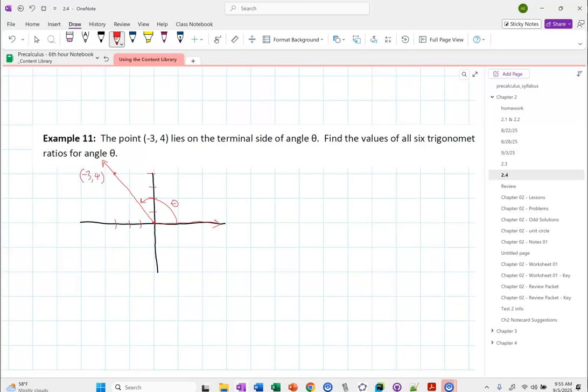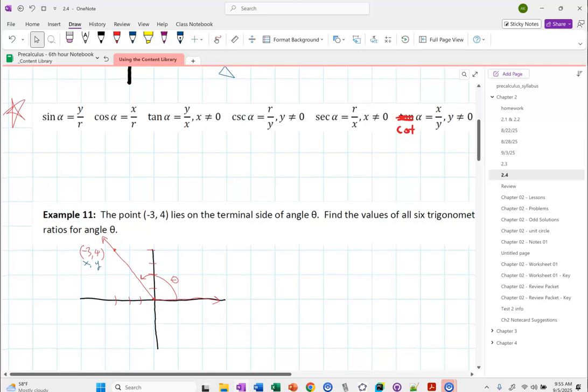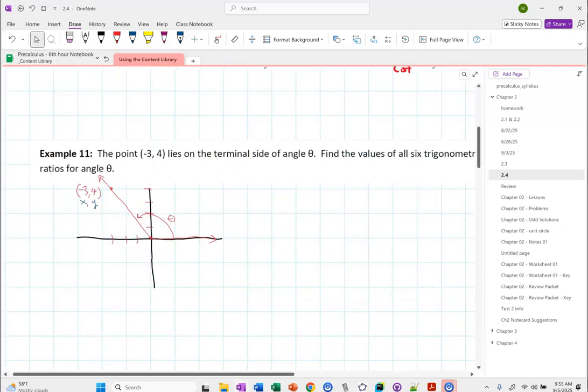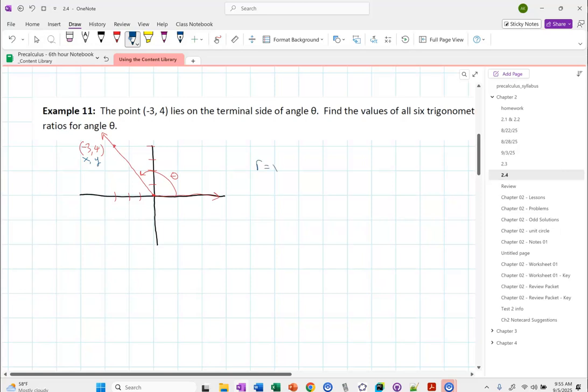It asks for the values of all 6 trigonometric ratios. Well, I have a point on that terminal side. That's my x and y. Since I have a point on the terminal side, I'm going to use my point on the terminal side definitions from above. The only piece that I'm missing, since I have x and y, is r. Remember, how did we find r? It's just the Pythagorean theorem.